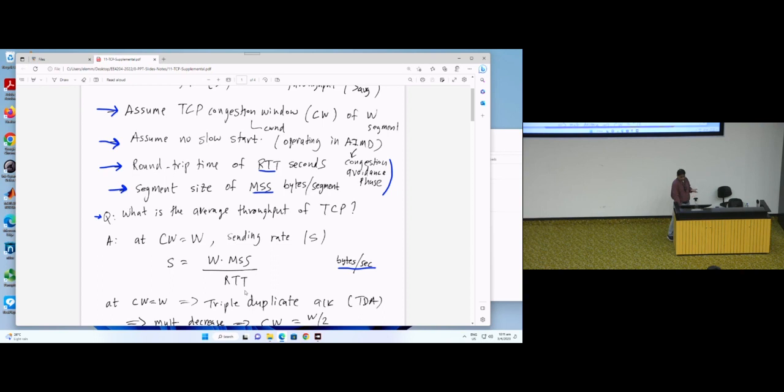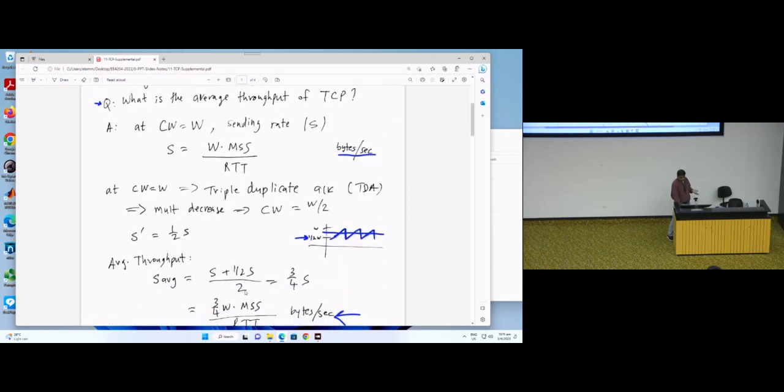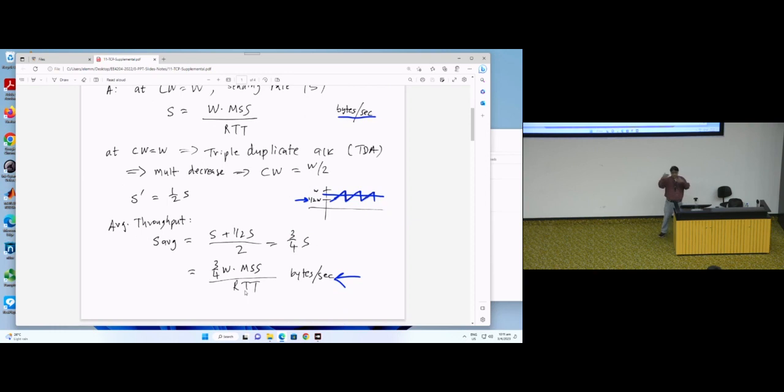We can get a slightly more refined estimate if we take into account the dynamic nature of TCP. Assume, for example, that the throughput is changing. We're in the AIMD phase, and in AIMD we go up and then we go down. Now assume that at a congestion window of W, you get a triple duplicate ACK. You're going to cut the congestion window in half, let's say. So now we get this sawtooth wave. This is our second-order model for the rate, this sawtooth wave that's shown here.